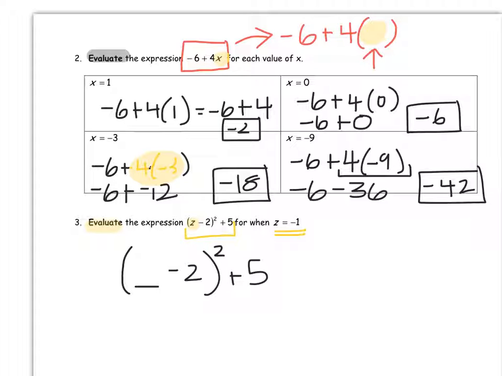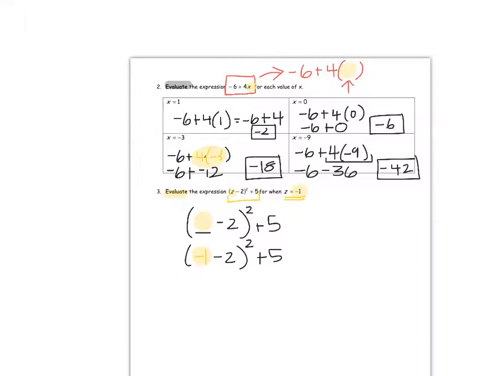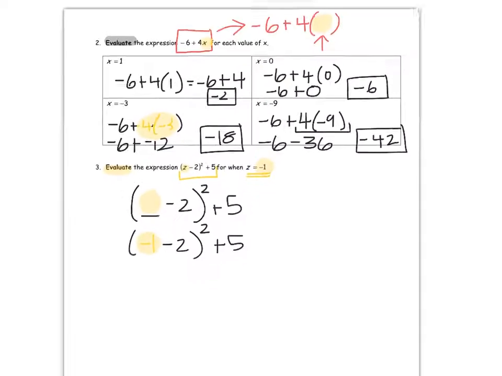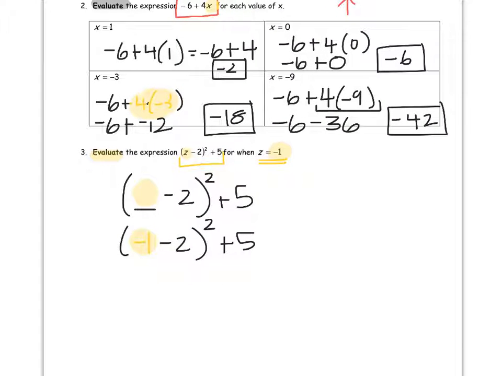All I'm going to do now is I'm going to replace that z, where it is right there, with a negative 1. So I'm going to go back in there, and I'm going to do it underneath so this is clear. I can see in my notes. And I'm going to write negative 1 minus 2 squared plus 5. Like that. All I did is replace that z with a negative 1. All right, I'm going to zoom in a little bit. Okay. And now I'm going to keep evaluating this.